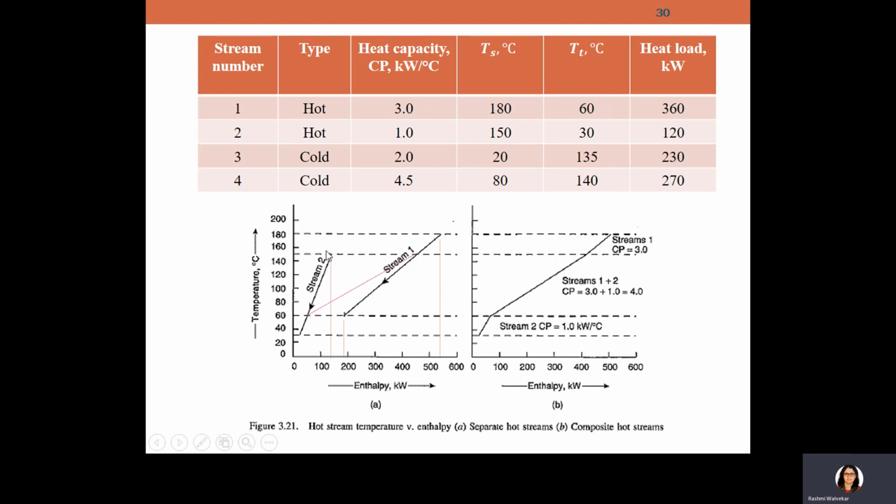Then the second stream, hot stream, is 150 to 30. So draw a line from 150 to 30 degrees. Make sure that the difference between these two is 120. So why did I draw stream 2 first and stream 1 later on? Because the stream 1 temperature is higher, the supply temperature is 180. So it's easy for us when we want to make it a continuous line.